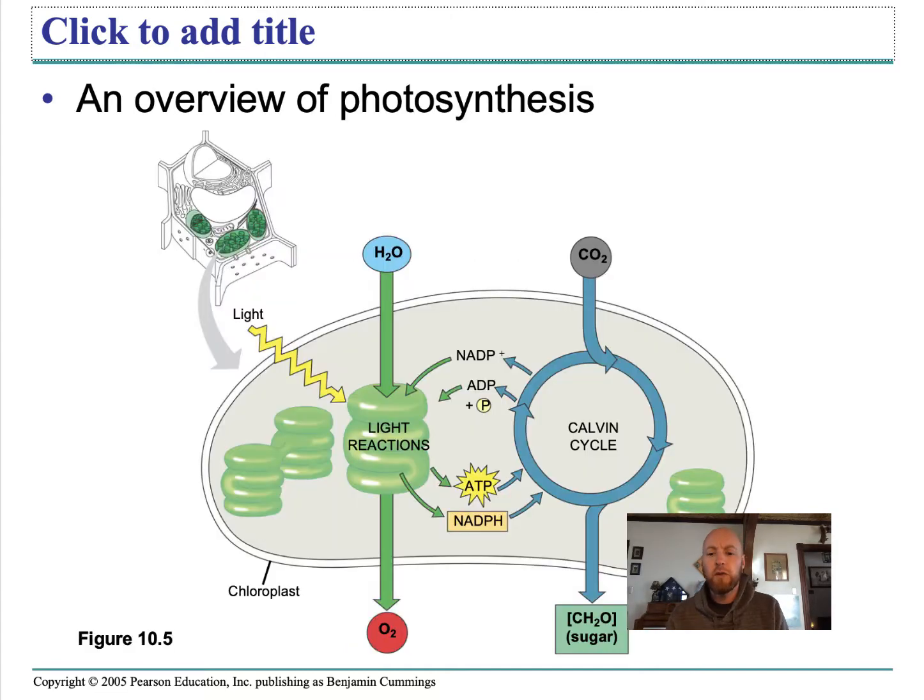So here's an overview, a picture of what it looks like. There you can see the thylakoid membrane is receiving the water and the sunlight, producing ATP and NADPH, which then goes over to the Calvin cycle, where we're going to get a simple sugar, and that's in the stroma.